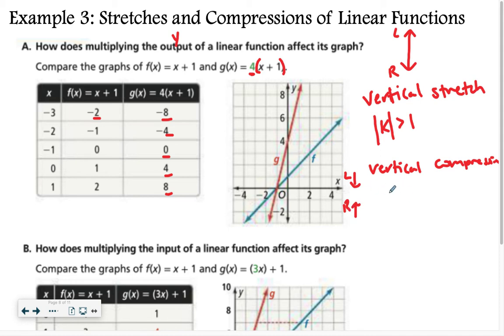And that happens anytime your k value is a fraction that's less than 1. Okay, so anytime it's a decimal that's less than 1 and greater than 0, so the absolute value, again, because we're just going to focus on the positive value of k. Anytime it meets that criteria, it's what's called a vertical compression.